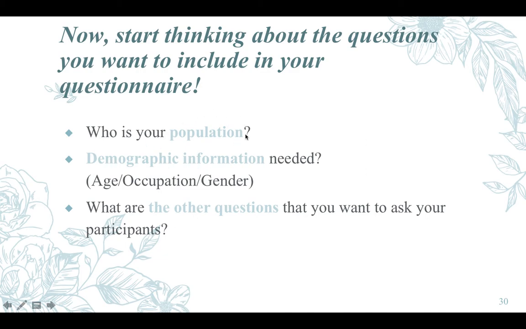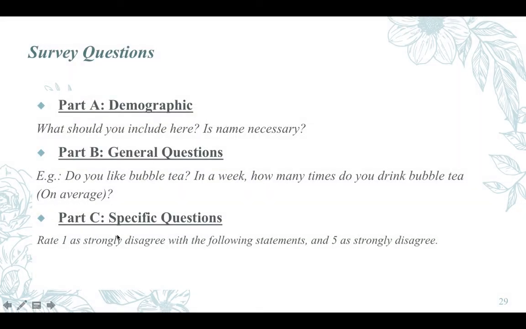So your population could be Inti, could be anybody in general. It all depends on your topic. Secondly, think about the demographic information that you want to put in your part A. Is it age? Is it occupation? Is it gender? And think about what are some other questions that you want to ask your participants that you might want to consider in putting into your part B and also part C.